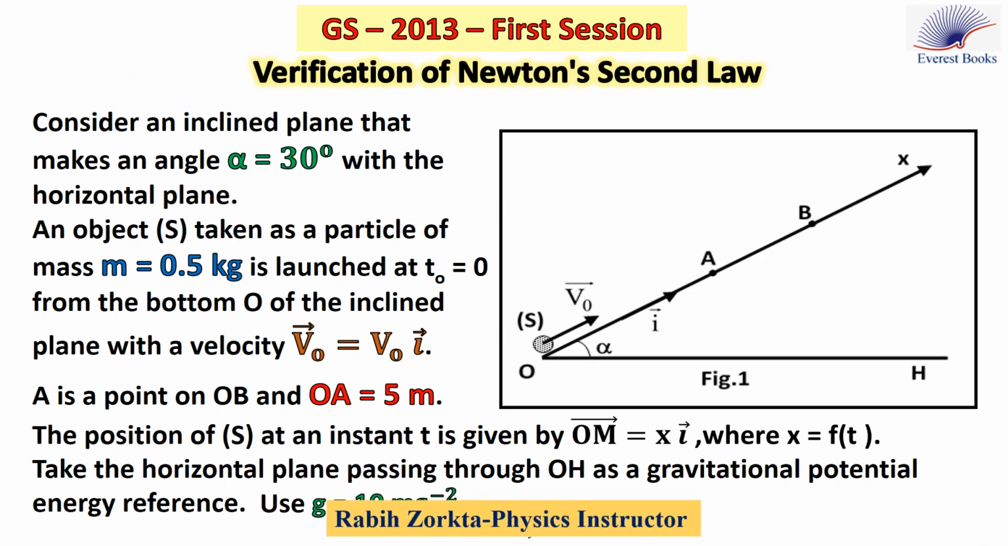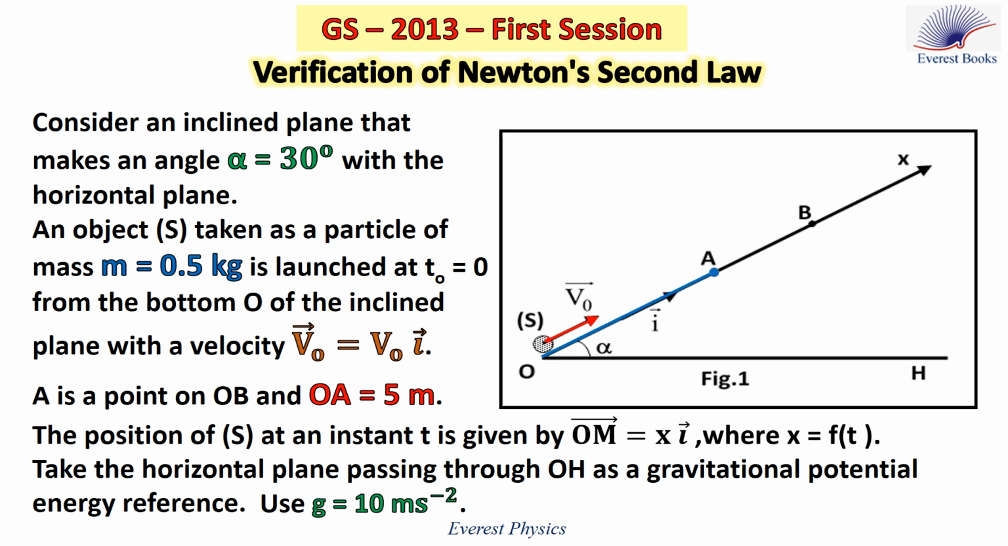Consider an inclined plane that makes an angle alpha equal to 30 degrees with the horizontal plane. An object taken as a particle of mass 0.5 kilograms is launched at time 0 from the bottom O of the inclined plane with a velocity vector v0 equal to v0 i. A is a point on OB and OA equals 5 meters.